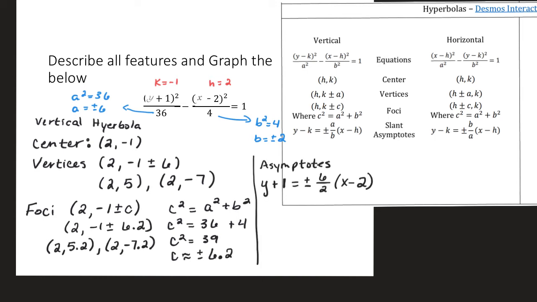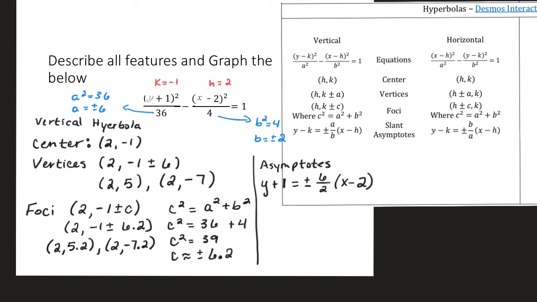Okay, take a second and pause the video to check your work. I got my center. Because it's a vertical hyperbola, I am adding and subtracting my A value to the Y to find my vertices. I'm also finding my foci the same way, adding and subtracting the C value to the Y to get the foci, because the center, vertices, and foci will all lie vertically on top of each other. I also have my slant asymptotes, Y plus 1 equals plus or minus 6 halves, or 3, x minus 2.